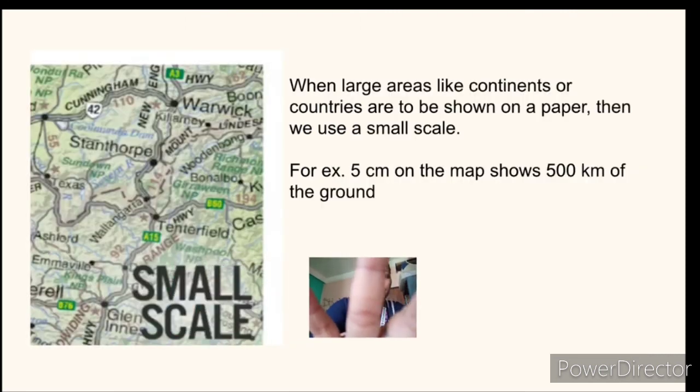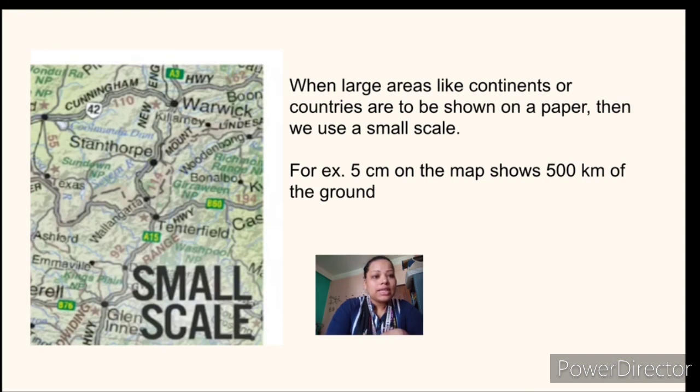Then we have the small scale map. When large areas like continents or countries are to be shown on paper, then we use a small scale map. For example, 5 centimeter on the map shows 500 kilometer on the ground. So basically these small scale maps are used to see areas like continents or countries, where 5 centimeter represents 500 kilometer on the ground.